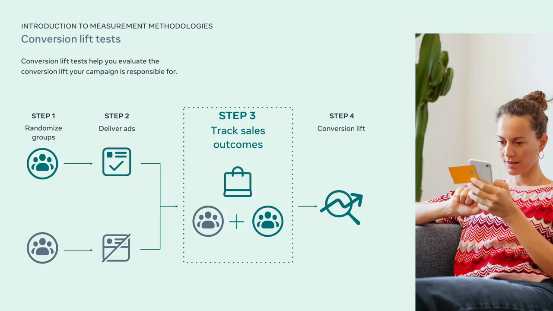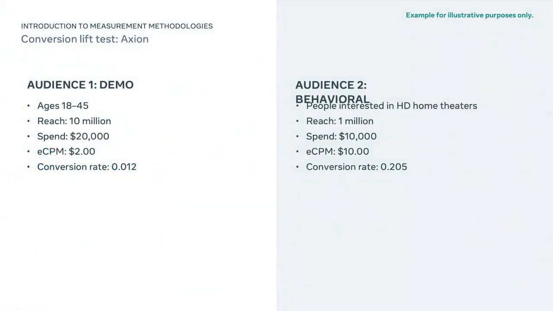Let's think back to an overview of how RCTs work. They should look familiar. As opposed to polls in step 3, conversion lift tests will track sales outcomes. And the difference in sales between the test group and the control group would be your conversion lift. Let's use a hypothetical example to see why it's so important to look at incremental conversions through a conversion lift test. Here's a campaign for Axion.